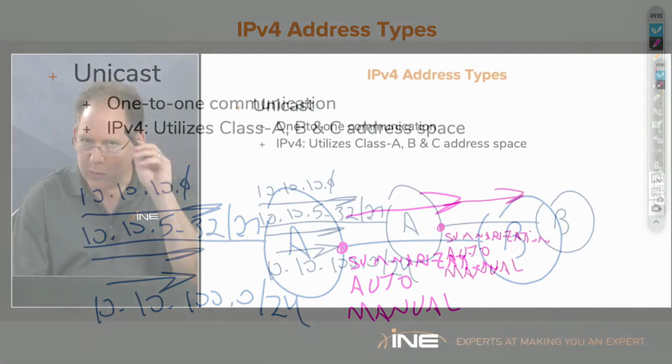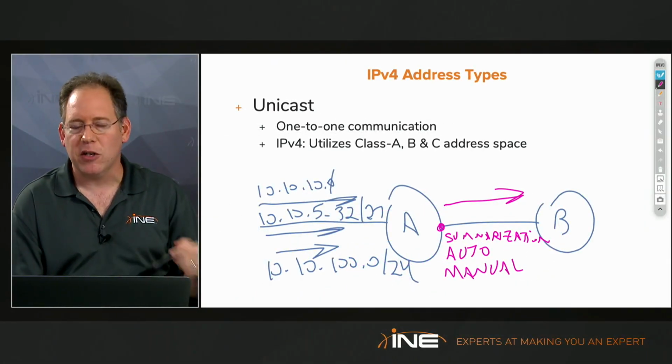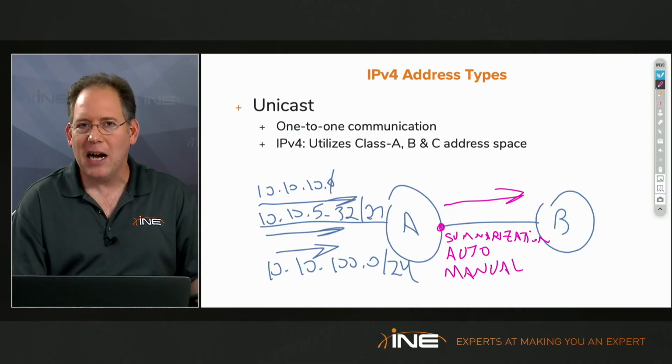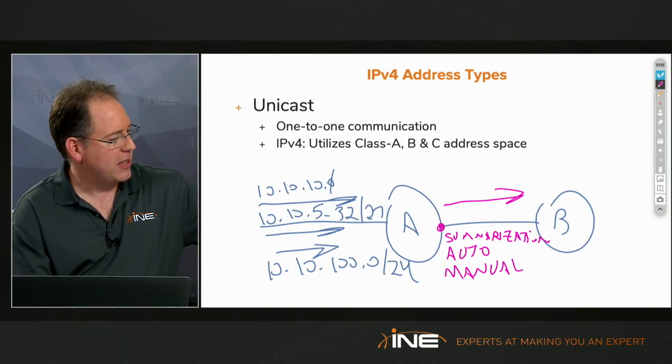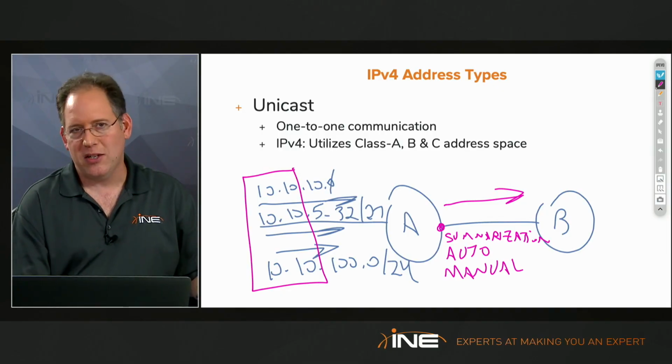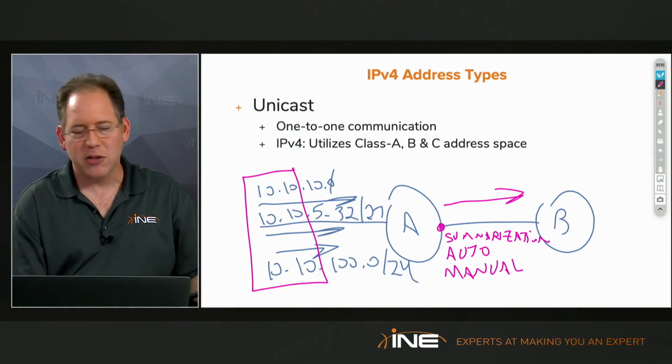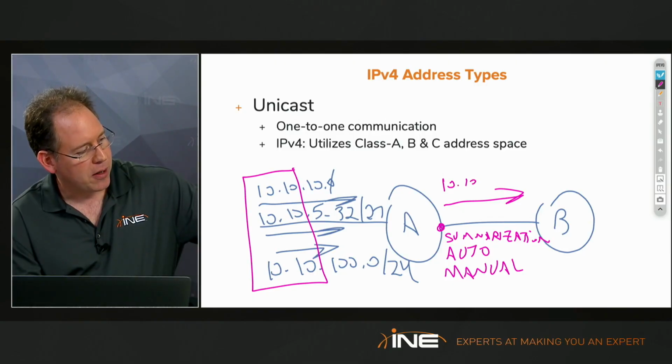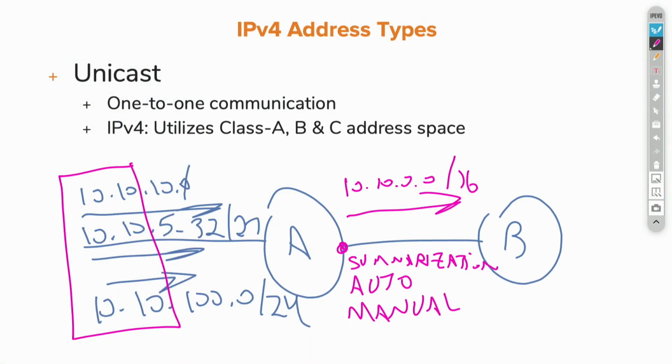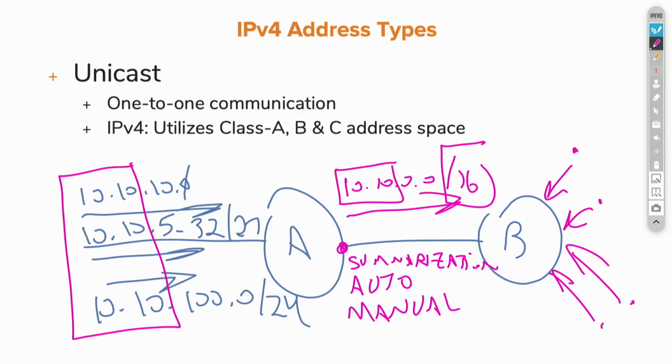Manual summarization means you as the human being have to take a look at all these networks and ask yourself, what do they all have in common? Well, looking at this, I can pretty clearly see that all these networks start with 10.10. So if I was doing manual summarization, I would send this network over to router B. Say, hey, router B, anytime you get a packet where the first 16 bits of that destination match this pattern, send it over to me, router A. I know how to get it there.